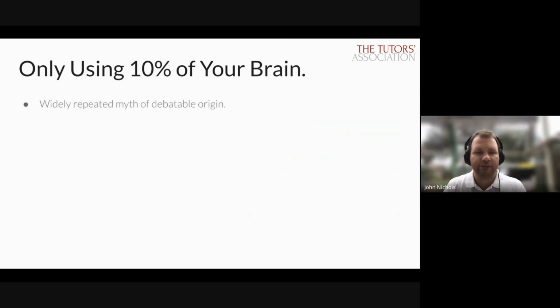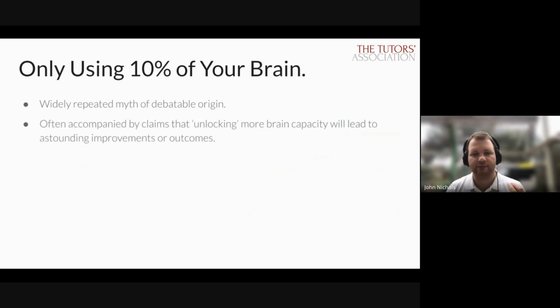So, the myth that you only use 10% of your brain is quite widespread, and it's debatable as to where it comes from. Some people claim it comes from one particular scientist or another, Einstein or someone else. The point is, it alleges that you're only using some small percentage, normally about 10% of your brain, and that if you were to unlock more of your brain and to use more of your brain, you'd be able to achieve wonderful outcomes. You'd be much, much cleverer.